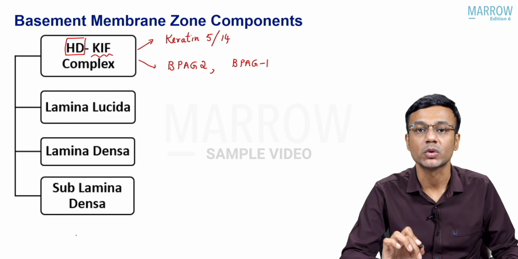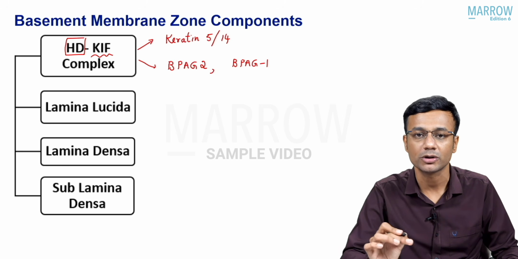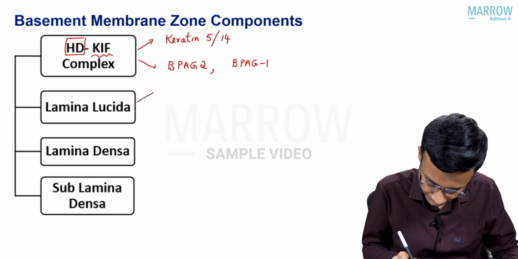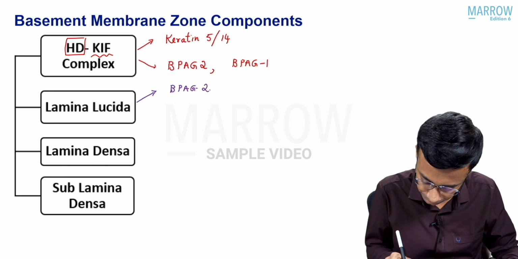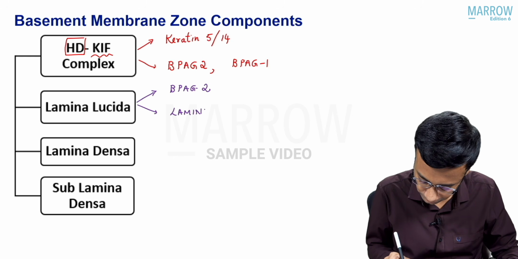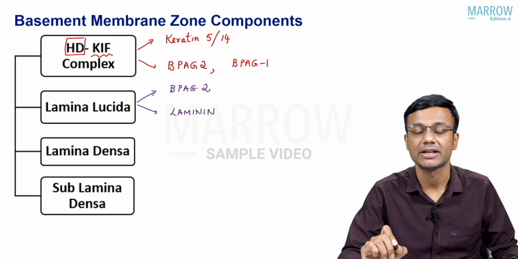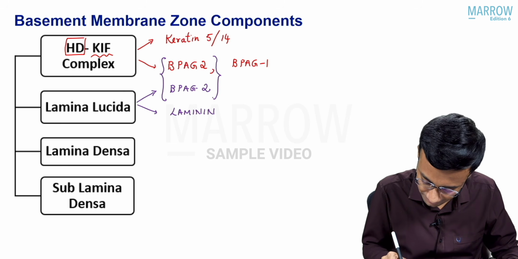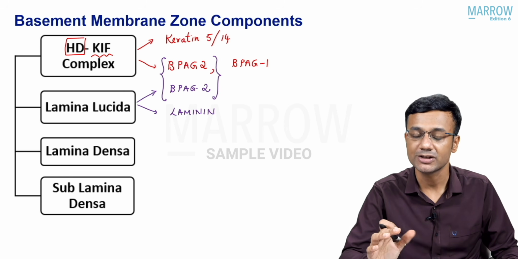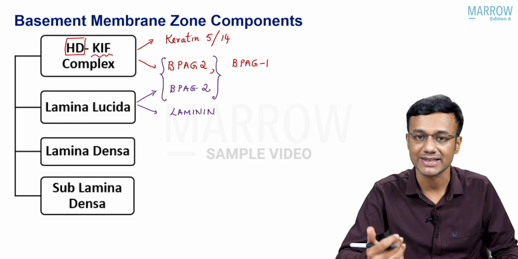Let's look at the next zone, which is known as lamina lucida. What are the 2 components of lamina lucida? Number 1, we have BPAG2. Number 2 is laminin. So we understand that BPAG2 is a transmembrane molecule, expressed both in zone number 1 as well as zone number 2.